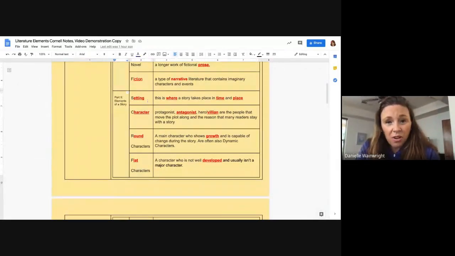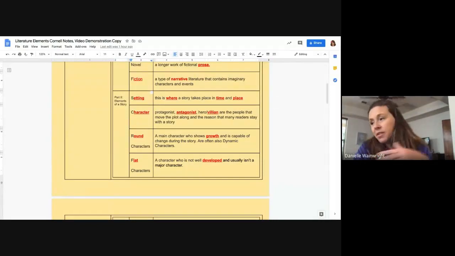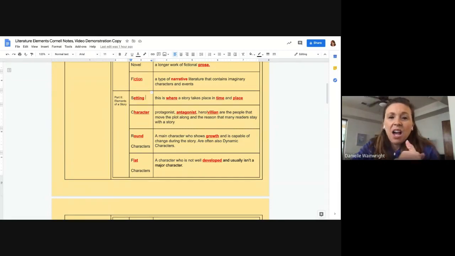So the first word is, and a lot of these you guys are probably kind of familiar with, but maybe just didn't quite remember everything about it. So the first part is setting. This is where the story takes place in time and place. And so that's one thing that can be kind of tricky. It's where and when. A character is the protagonist, antagonist, hero, villain. They're the people that move the plot along and the reason that many readers stay with the story.